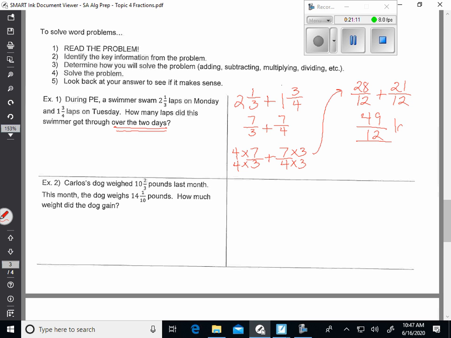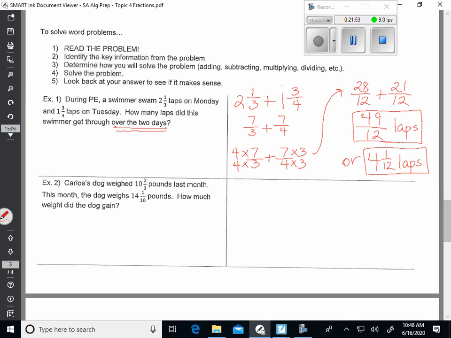Of course, this would be laps, since it was a word problem. Or you can give it as a mixed number, which would be 4 and 1/12 laps. That's it, problem's over. So again, you got to read it first, and you got to take a moment and interpret what they are asking you. In high school, you're not just going to be given the setup all the time. You've got to put in the work to figure it out.